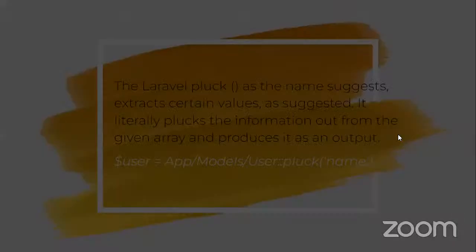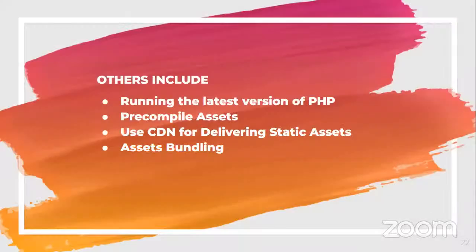So other Laravel optimization tips include running the latest version of PHP. PHP is always very observant when it comes to optimization, such that with every new version of PHP released, they tend to make it faster. And based on the current version, they now use JIT, which is just in time, which is much faster than OPcache that they were using before.